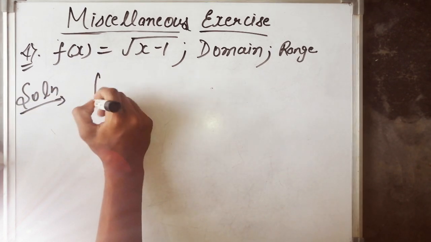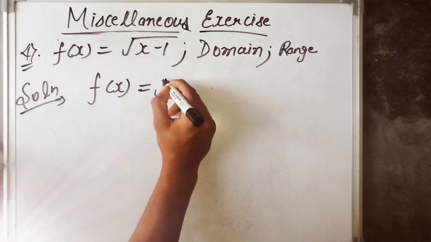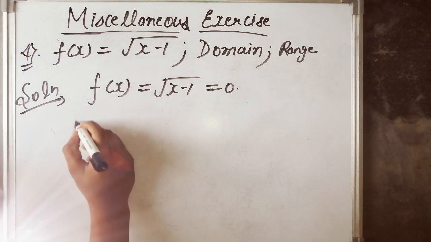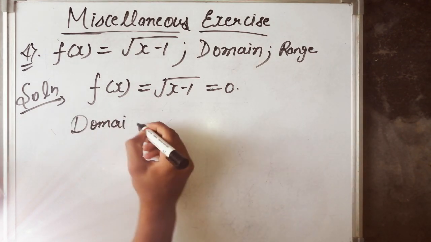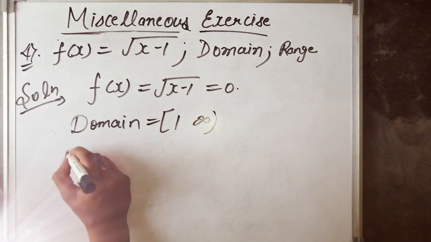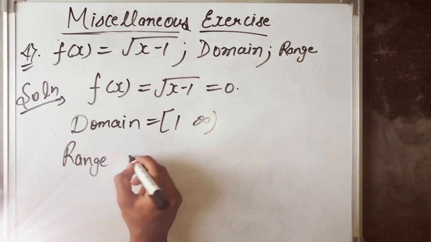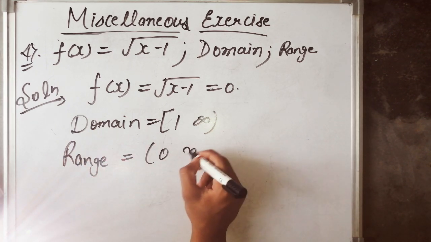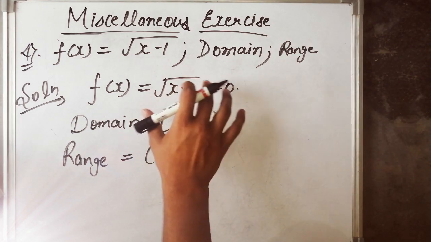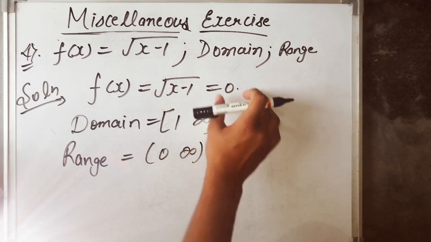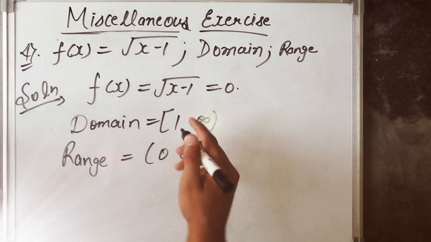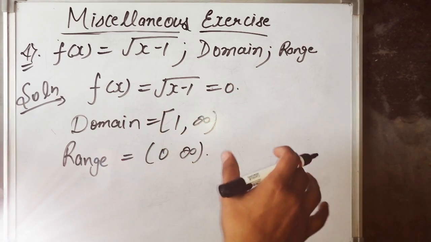Let this equation f(x) equals x minus 1 be greater than or equal to 0, and the domain of this question will be from 1 to infinity, and the range will be from 0 to infinity, because if I put 1 here, we will get 1 minus 1 equals 0, and the under root of 0 is 0. That's why it is from 1 till infinity, if I take here 2.